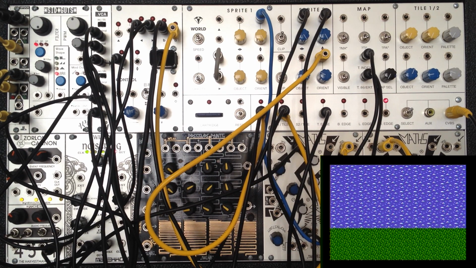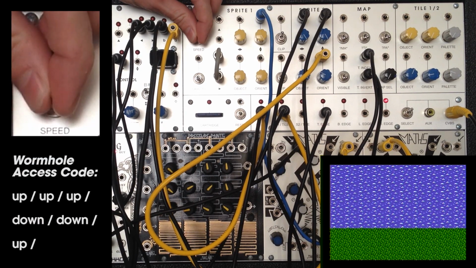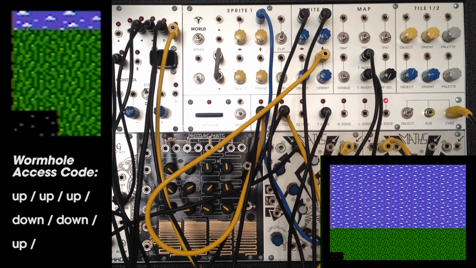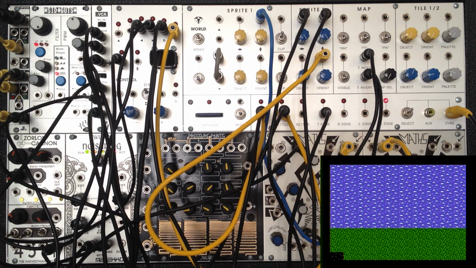Wormholes are basically an abstraction that allow you to move sprites from one location to another without traversing the normal screen space. And the way that you unlock the feature is by using the speed toggle. There's a code that you input, which is up, up, up, down, down, up. And you see now that that has placed a black highlight on the screen. That black highlight determines where the wormhole is going to be placed.